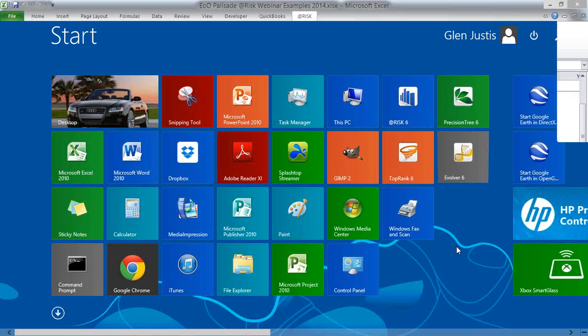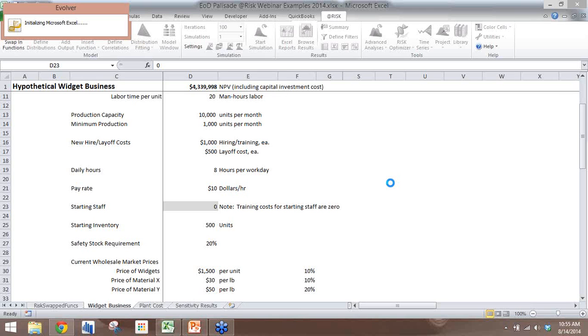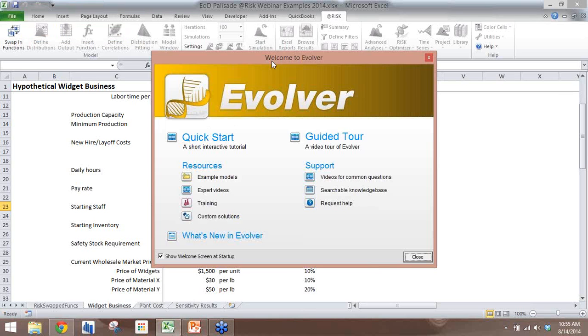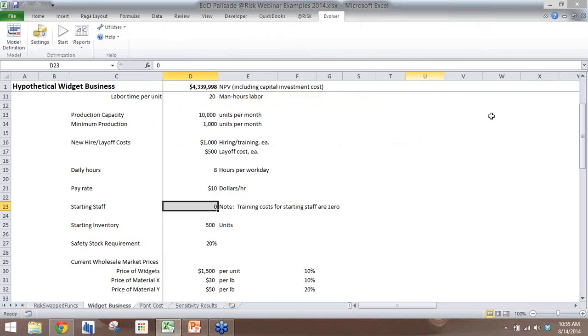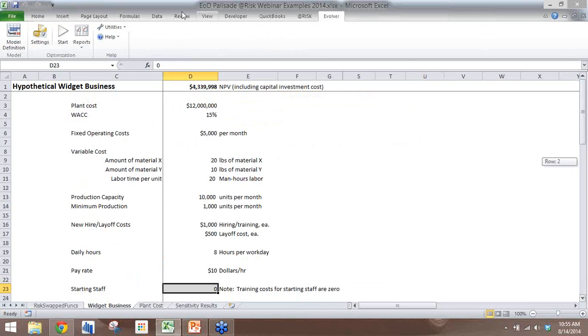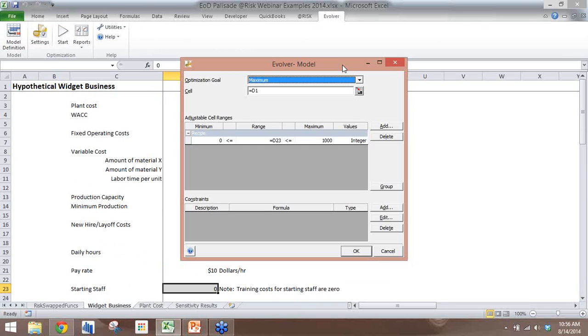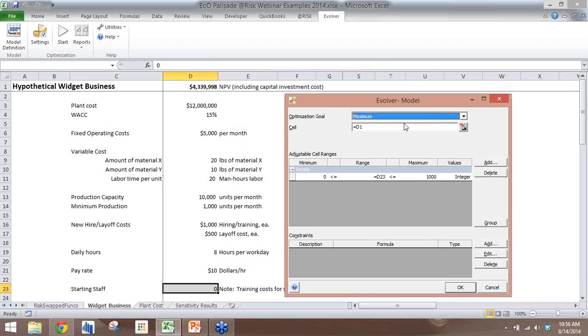I'm going to load in Evolver. As you can see, Evolver is now loaded. When I use Evolver, what I first have to do is define the optimization model. So in this case, and I've already pre-populated this, what I care about most is cell D1, and I want to maximize my net present value.